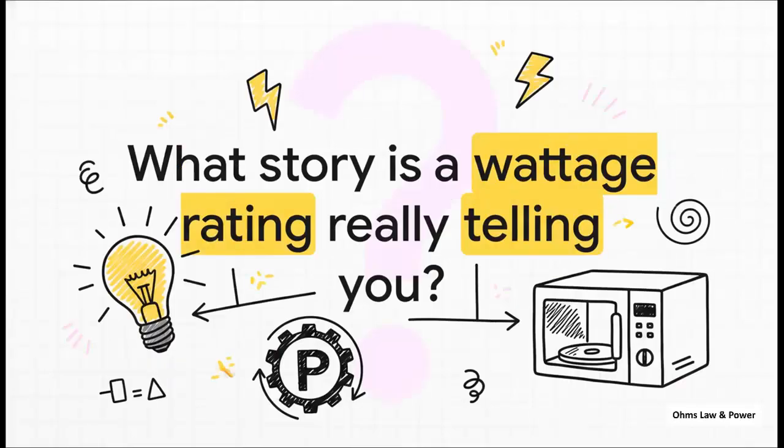So, I want to leave you with this. The next time you see a wattage rating, whether it's on a 60-watt light bulb or a 1200-watt microwave, you'll know it's not just some random number. It's telling a story. It's telling you exactly how much electrical work that appliance is doing, every single second. And it's all governed by those simple, elegant, and really powerful laws that we just decoded together.